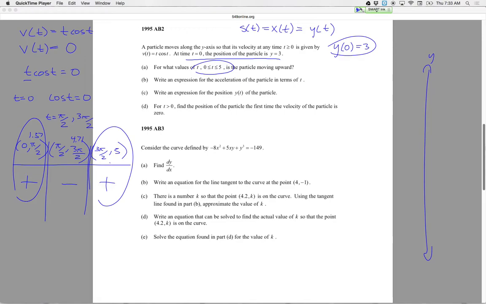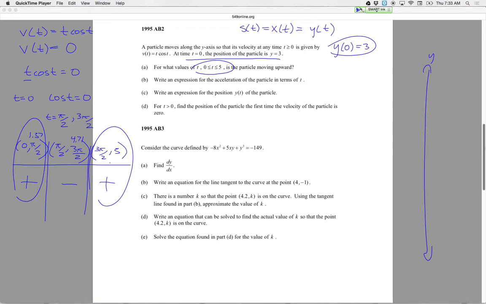Where it crosses the x-axis and where it's above and below. Where it's above the x-axis is where velocity is positive, which means the original particle is moving what? Up. Where the velocity is negative is where the original particle is moving down. So velocity is negative where it's below the x-axis.